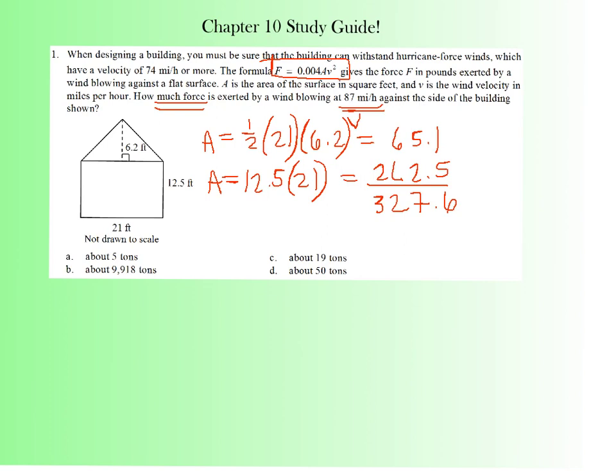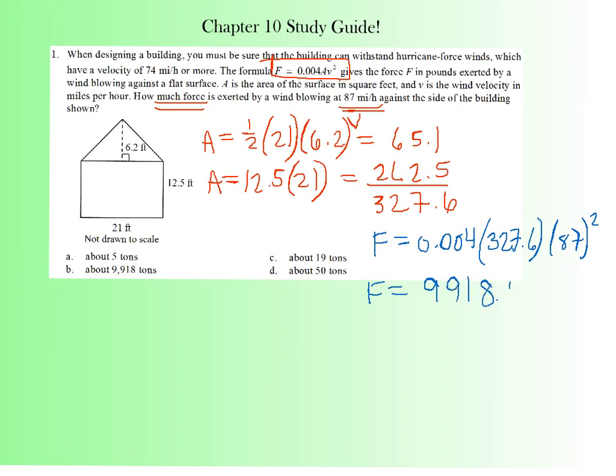Now I just need to plug this into my formula. So force F is equal to 0.004 times the area, 327.6, times the velocity, which is 87, squared. And when we put that in our calculator, we get 9,918.4176. So that's our force. It says how much force exerted, and this is our force.